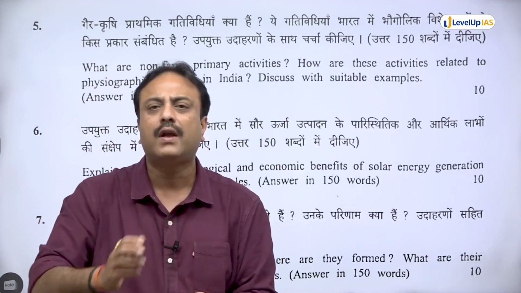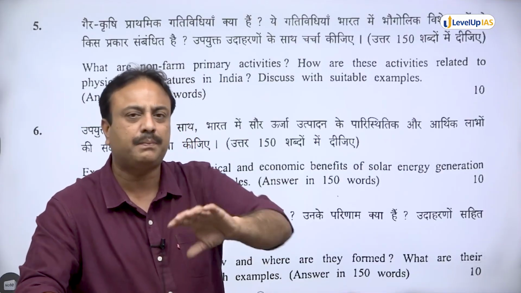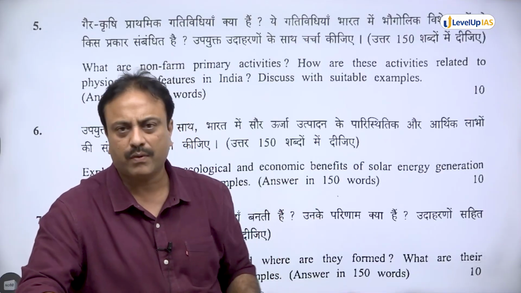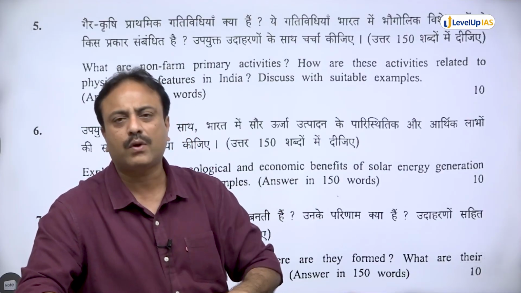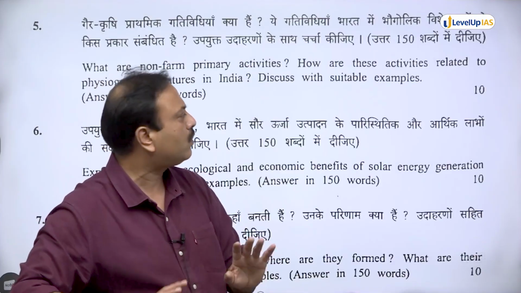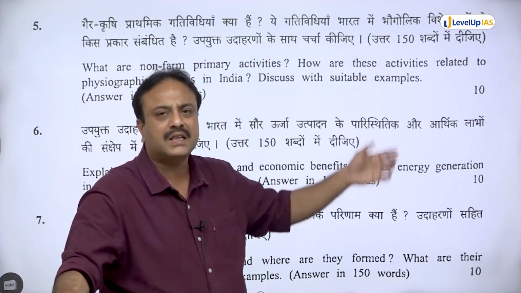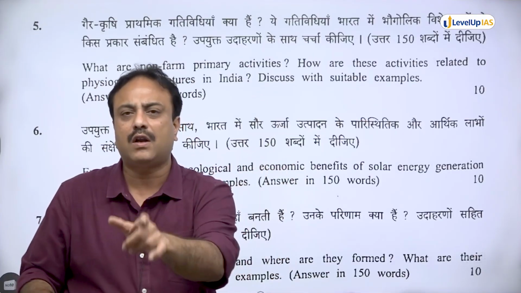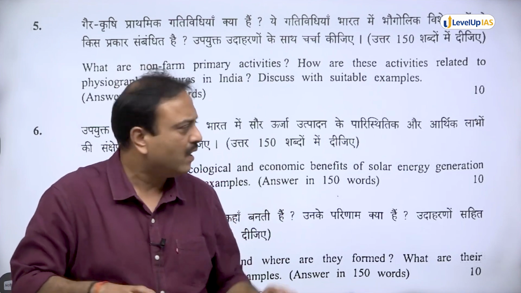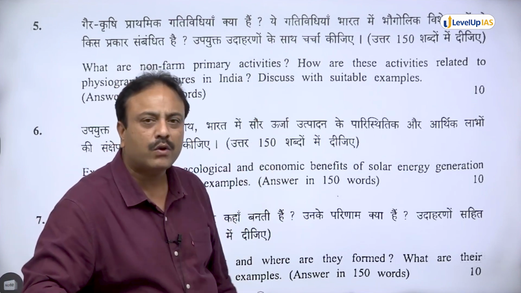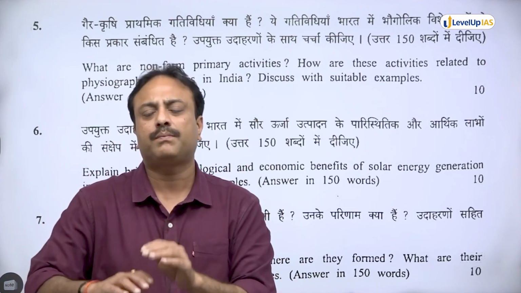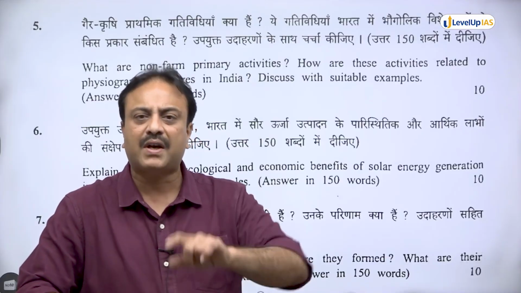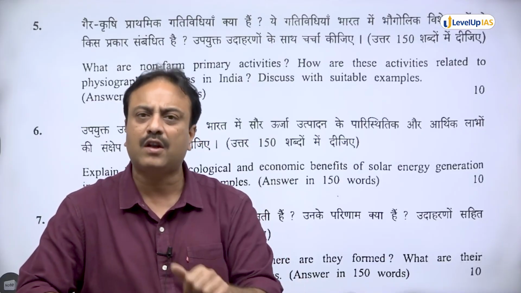If you can recall, you can mention the names of the tribes which practice a specific type of non-farm activity. If you can do that, it will be an add-on to this particular answer. Otherwise, a simple example means each and every location along with the type of activity. How can you conclude this particular answer? You can conclude by writing the negative aspects, or you can also write the economic aspects.